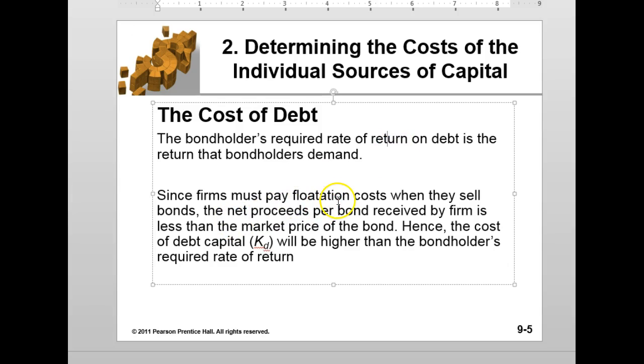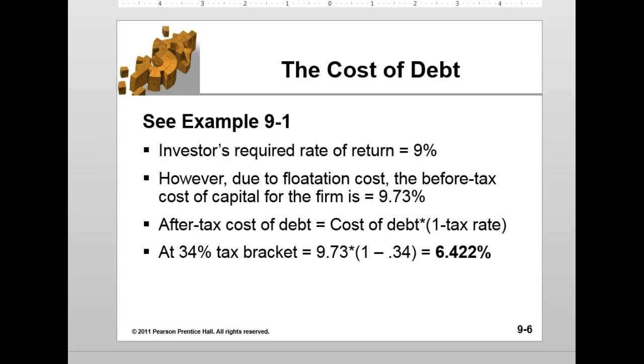So we also have to pay cost to get that bond out into the market. We'll have to pay a company to offer those, just like we pay a company to offer our stock. So you're usually going to have debt capital will be higher, okay? Our cost of debt will be higher than the bondholder's required rate. And here's an example, and I think examples work better than me talking about it.